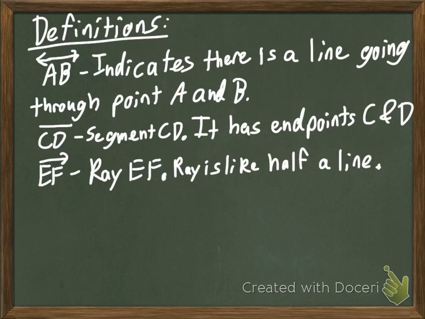This symbol right here is read as line AB. It indicates that there's a line going through point A and point B. This symbol right here is read as segment CD. It says that there's a segment, and a segment's kind of like a line with the forever parts chopped off, and it's going to have endpoints at C and D.